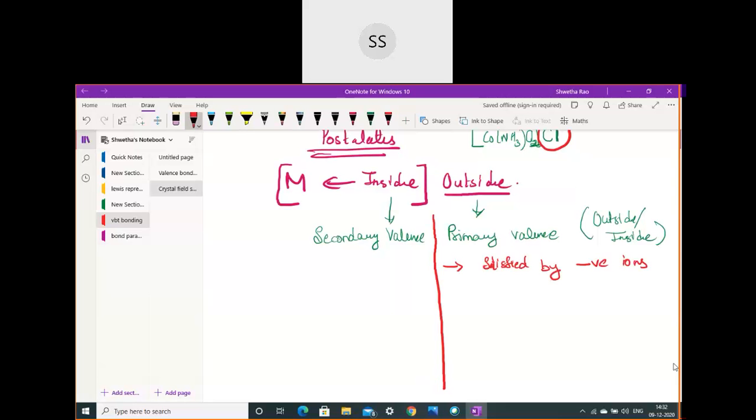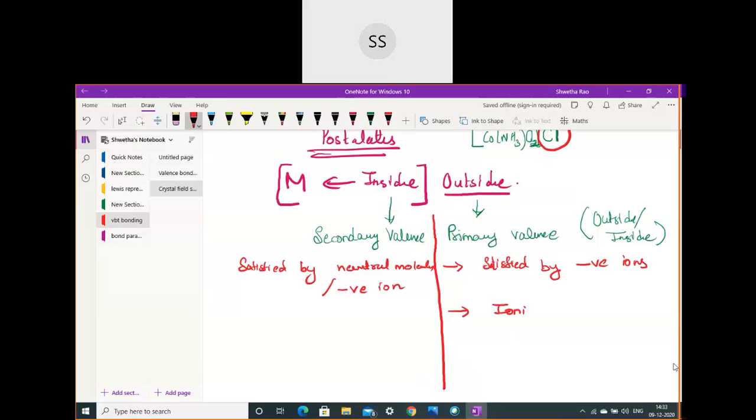Okay, now we can still come up with a few more things. Now primary valences, if you have seen there, what was the one which was satisfying the primary valences? It was a negative ion, the chloride ion. Everywhere only chloride ion was present. So primary valences are usually satisfied by negative ions. Secondary valences are there. So there you have seen some are neutral molecules and some are negative ions. So it can be either way.